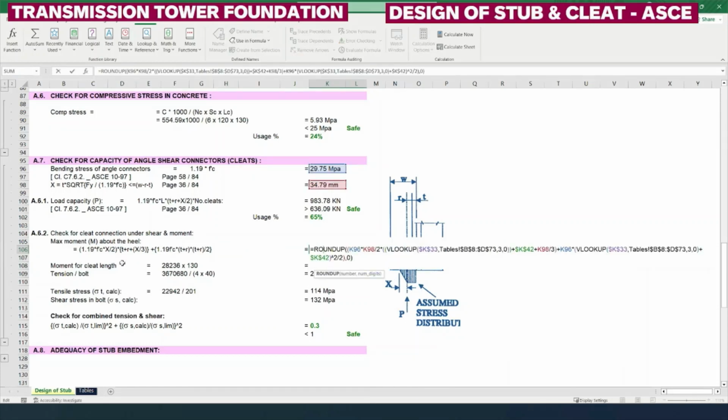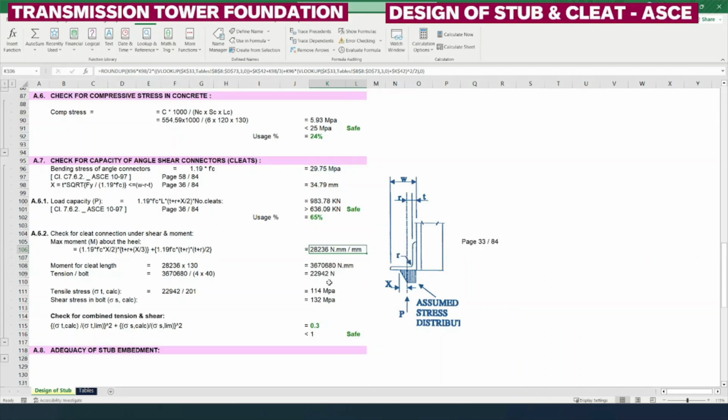Thus, applying all the values to this formula, we are getting 28,236 Newton millimeter of moment per mm of length of the cleat angle. So this is a simple formation of the equation from the pressure distribution diagram.